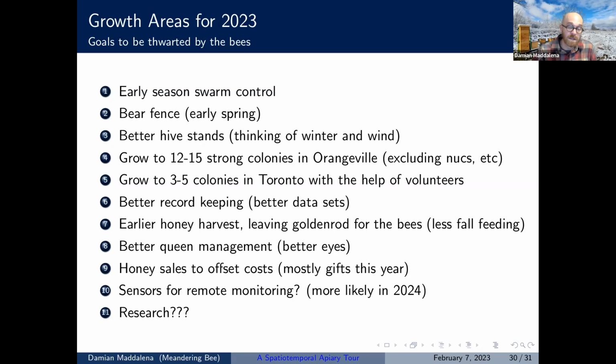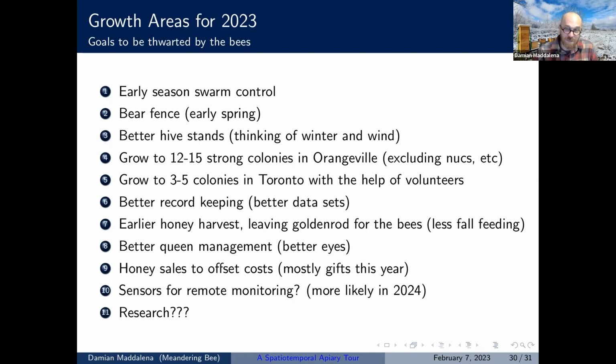I'm planning on putting some remote monitoring equipment out there, starting with the weather station, but potentially I tinker with Raspberry Pis. I write computer code for a living. So I'm thinking about putting some sensors in the hives as well, specifically temperature, so I can monitor through the winter remotely. We'll see how that goes. That's probably more like 2024.